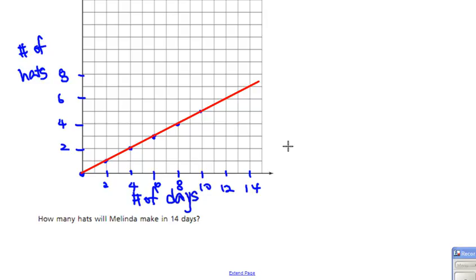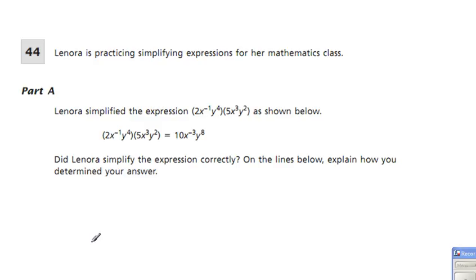Now then you will realize how many hats will Melinda make in 14 days. You will realize that when it's 14 days, we're talking about right over here, which corresponds to 7. 7 hats. That'll be our answer. Alright, number 44. We have 2 more questions to go.